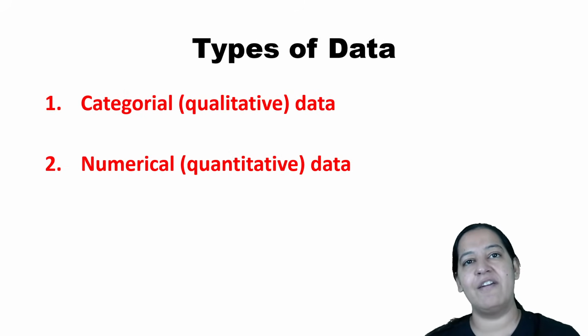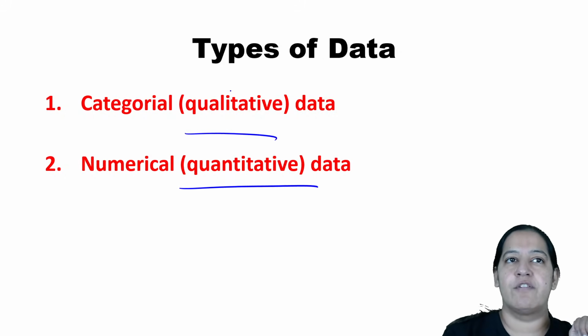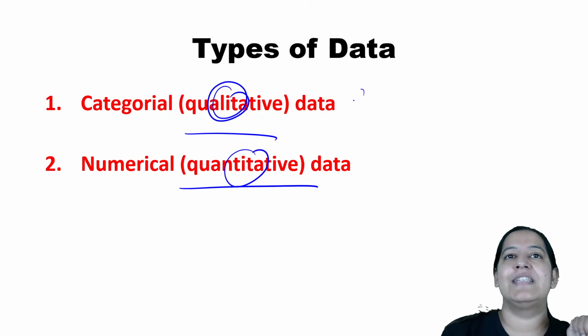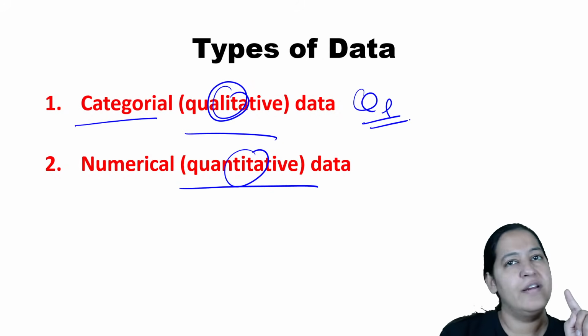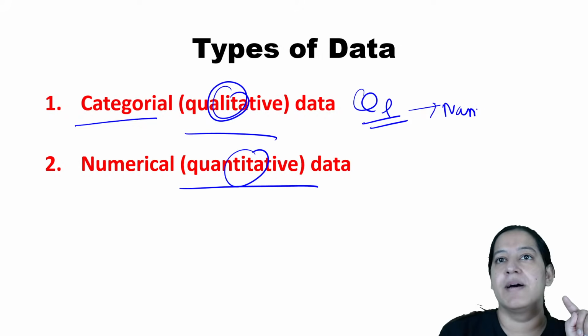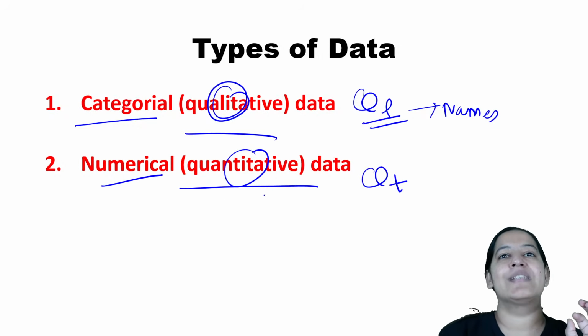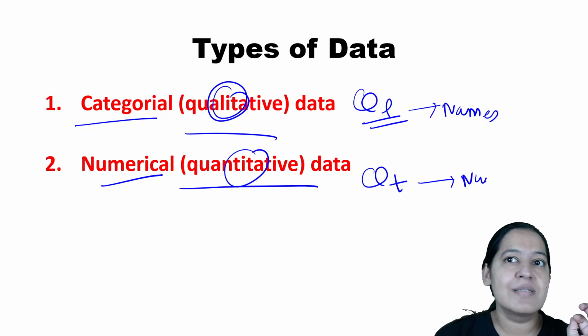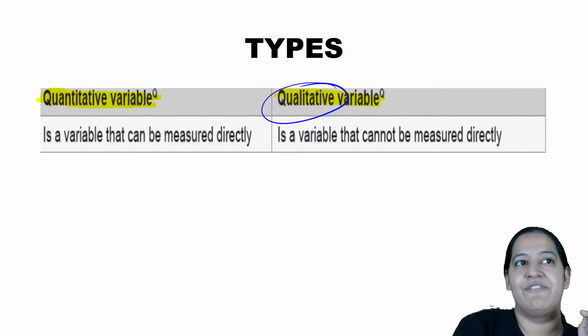For types of data, we did three classifications. The first is qualitative and quantitative. Qualitative is also known as categorical data, and here only names are there, no numbers. Quantitative data is also known as numerical data, where numbers are there. So qualitative and quantitative was the first classification.